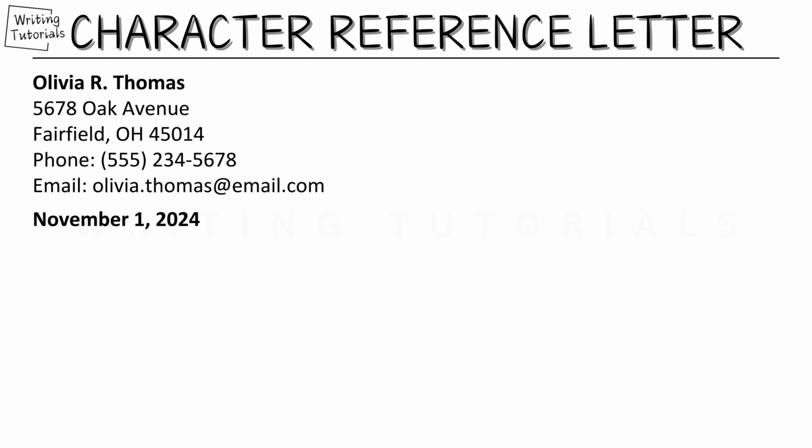Next, we add the date. Today's date, November 1st, 2024, goes directly under the sender's information. This detail might seem small, but it's a critical part of formal letters. The date shows that the letter is recent and relevant, which adds to the credibility.